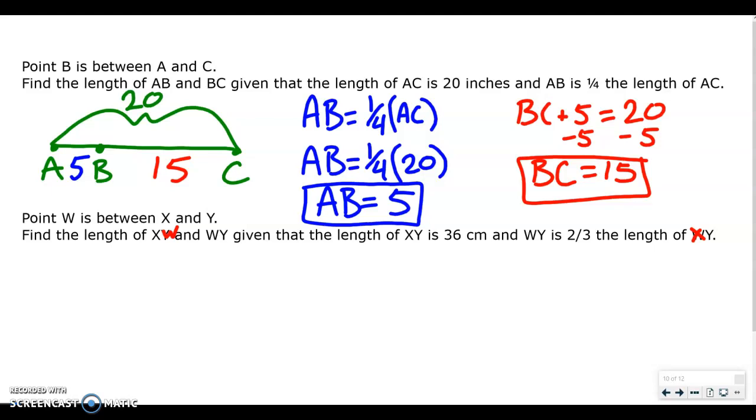All right, go down to this next one. Pause the video and try and figure that out. Be sure to unpause for the answer.